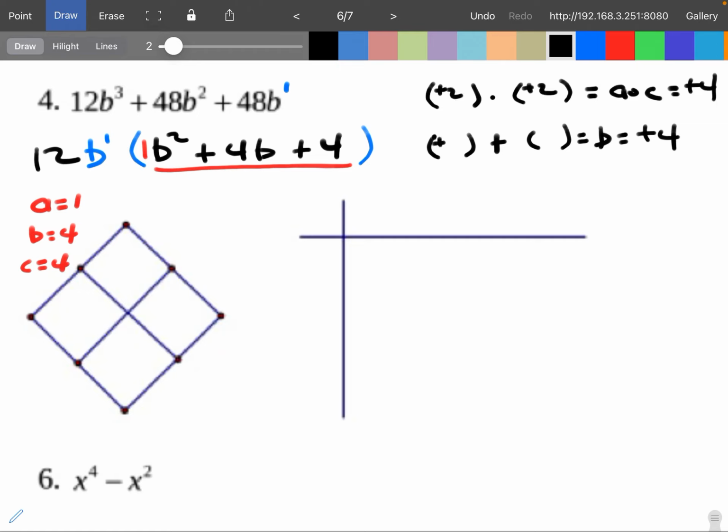Yep, so 2 and 2. These are all positive 2s. So positive 2 times positive 2, that's positive 4. And then positive 2 plus positive 2 is 4.